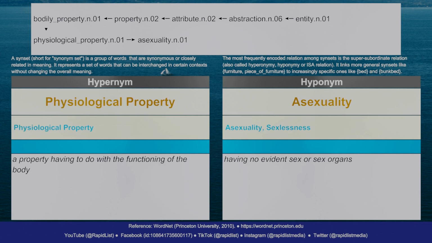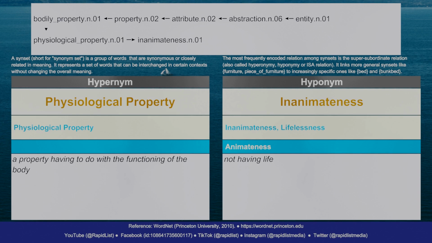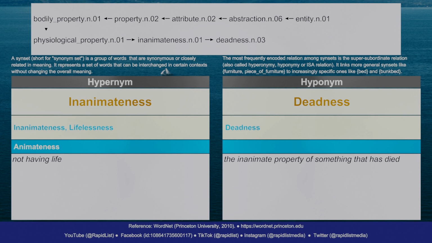Asexuality. Having no evident sex or sex organs. Inanimateness. Not having life. Deadness. The inanimate property of something that has died. Insentience. Lacking consciousness or ability to perceive sensations.